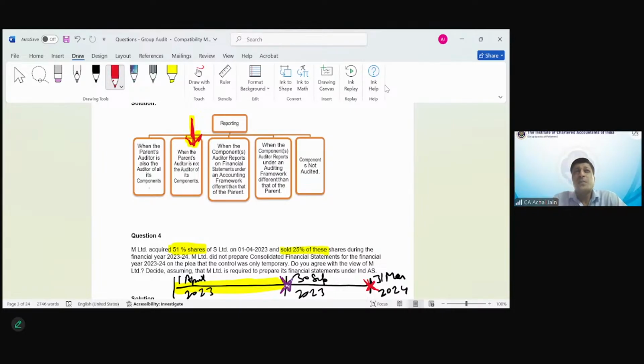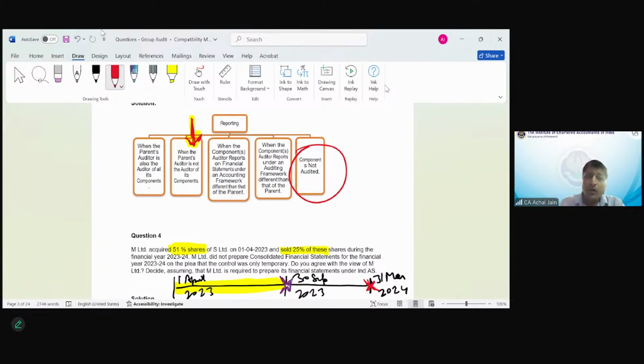Last, if some of the components are not audited, that will again be specified by the parent auditor in his audit report on CFS, but he will have to evaluate whether these are material or not. Because if these are material, then the parent auditor may have to consider the reporting implications. For example, qualification, adverse opinion, or disclaimer, depending on the size of the component. If the component is immaterial, then of course he'll only specify not audited and will not get into those implications.